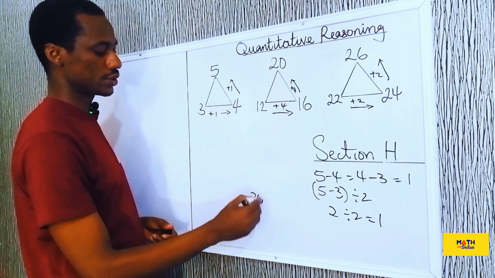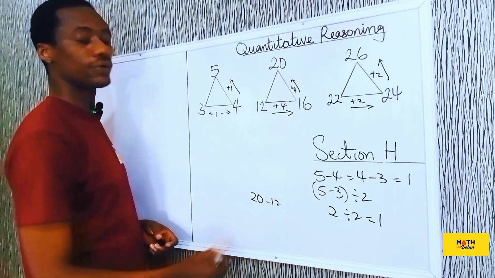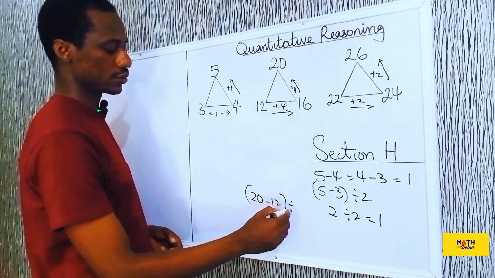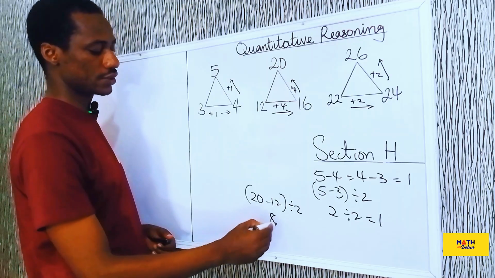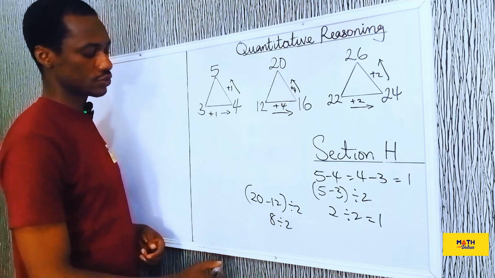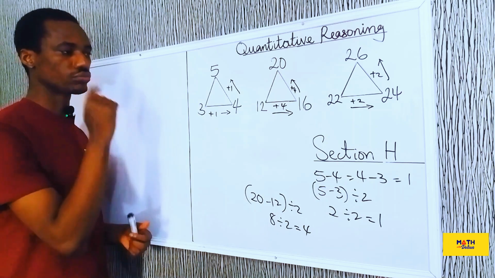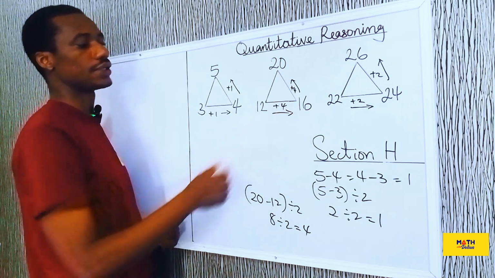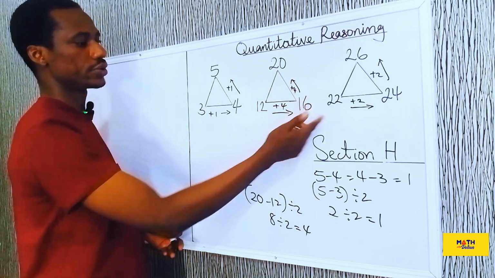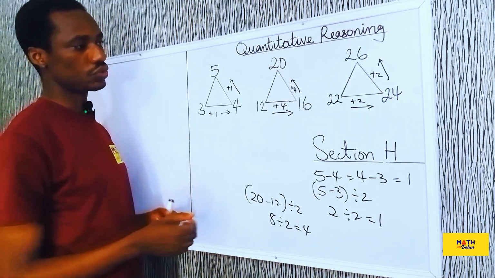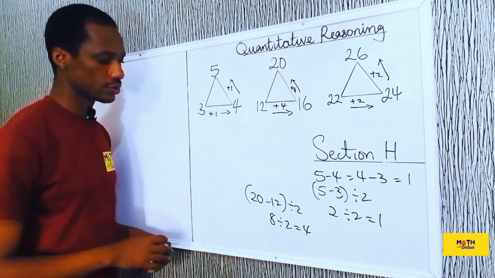I can do that with 20 and 12. So if I do 20 minus 12, 20 minus 12 is what? 8. So I'll divide it by 2. 8 divided by 2 will give me 4. So I know that it's 4 that I need to add. The same thing here, 26 minus 22 is 4. 4 divided by 2 will give you 2. All right, so take note of that.